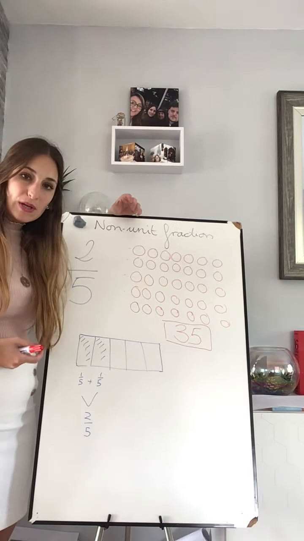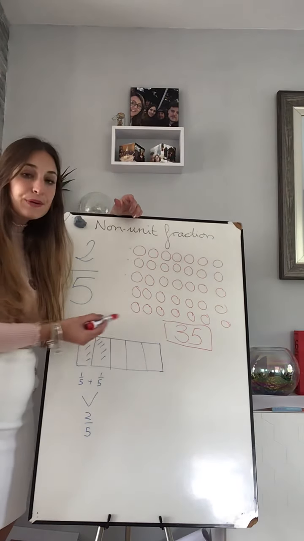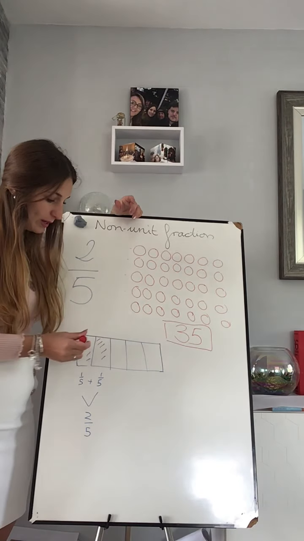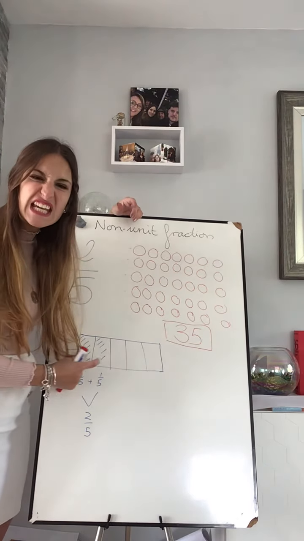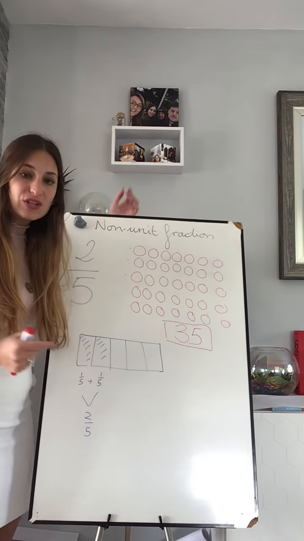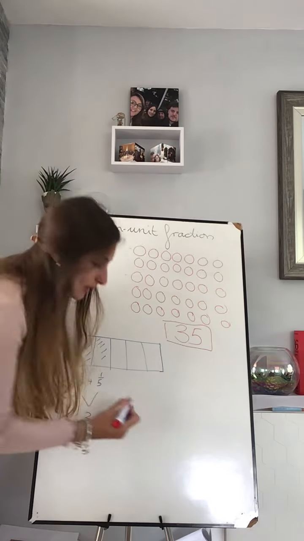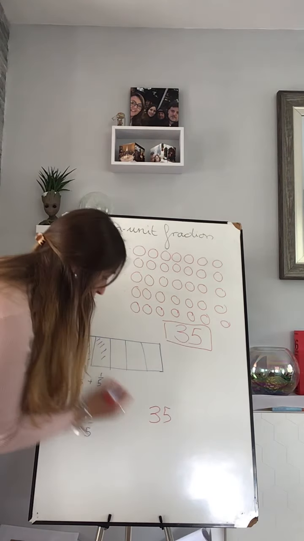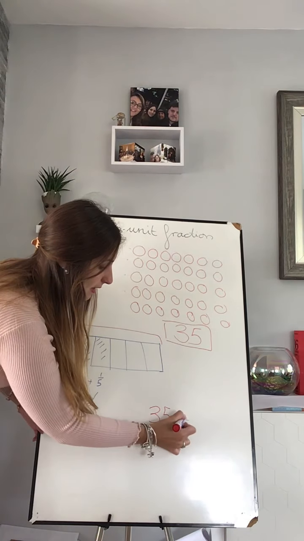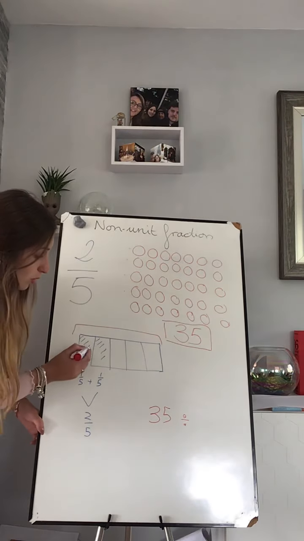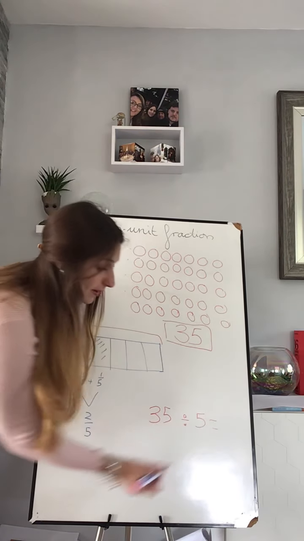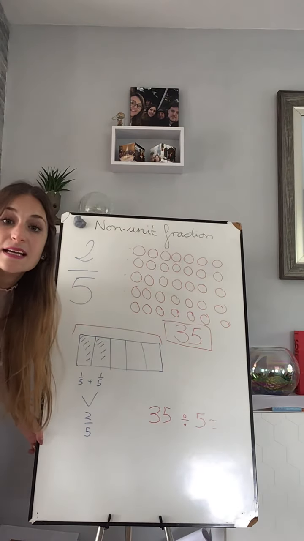Let's do it the quicker way. Yesterday we learned how to quickly find how many are going to be in each group. If I have 5 groups, what is going to be in each group? So let's do it quickly in that way. We know that my whole is 35 and I am dividing it into how many groups? 1, 2, 3, 4, 5. 35 divided by 5 is 7.